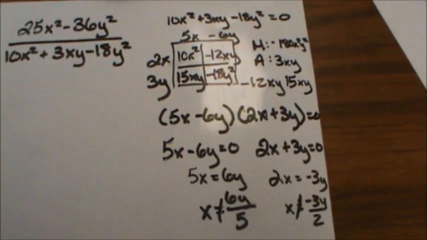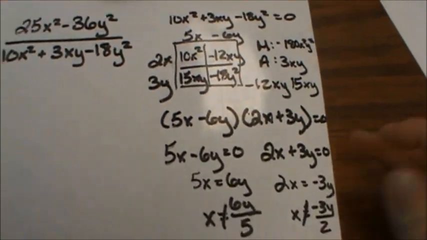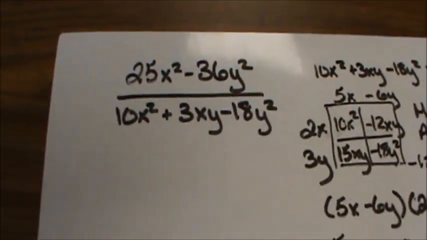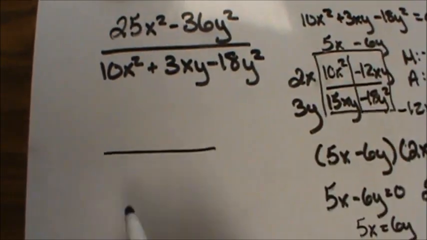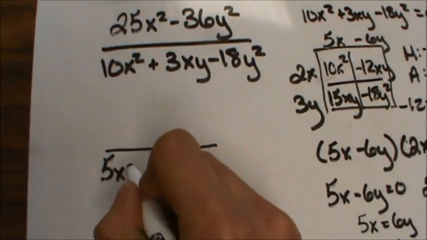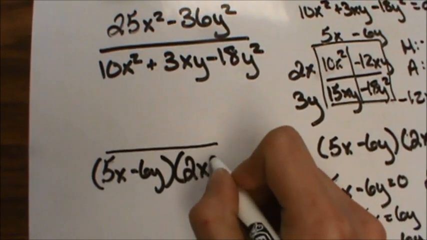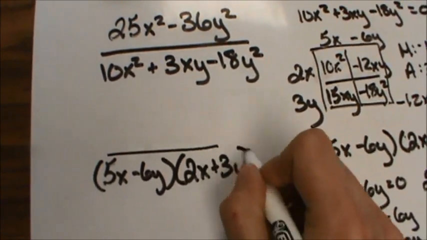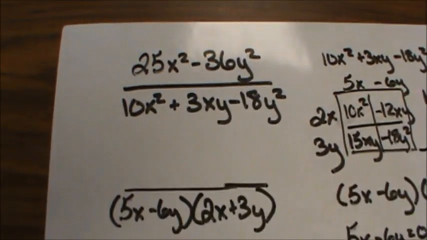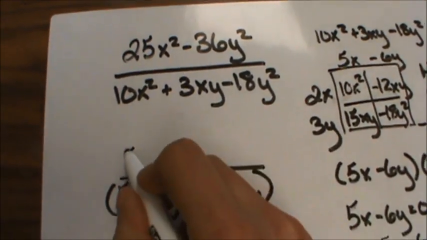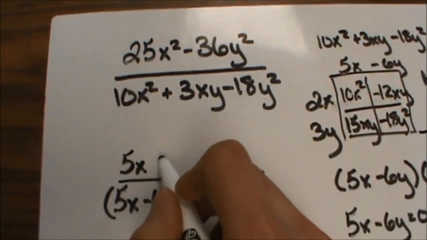Alright, well, all that work just to find restrictions. Let's go back and try to simplify the fraction. So, over here, I already had factored the denominator in my whole quest for restrictions. So let's just write down what those things were. Alright. And the top, the numerator, well, that's a relief because it's easy to factor. It's the zero product property. Nope, I lied. It's the difference of perfect squares.